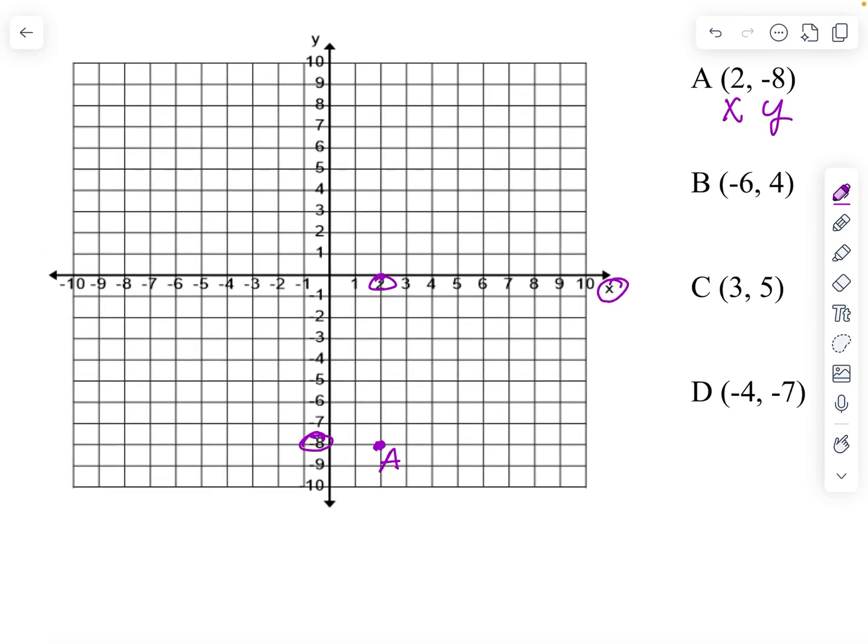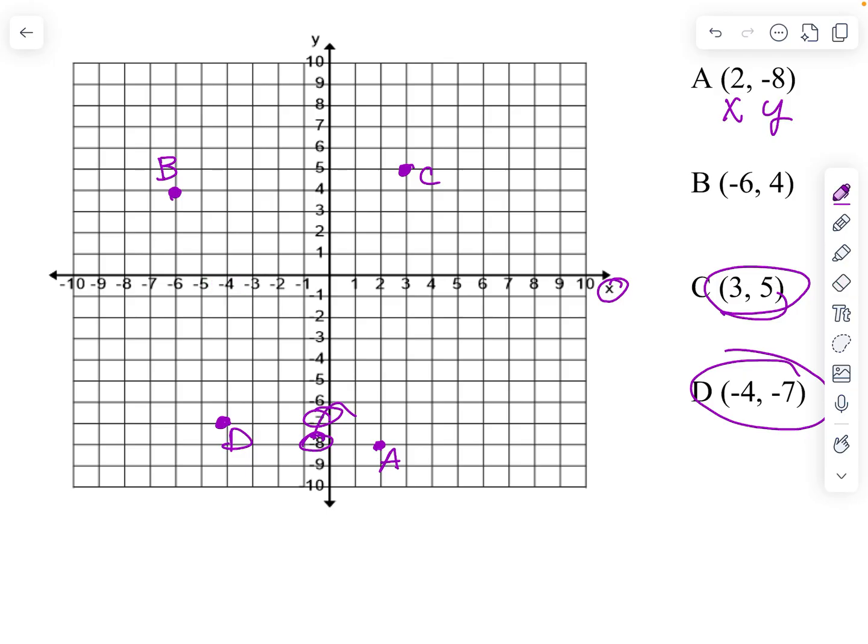Next one is -6, so I'm starting on this side. Going up to +4, they meet right here. That's B. I'm going to erase these as I go so I don't confuse anybody. Moving on to C, we have all positives. It's going to be in quadrant 1. +3 up to +5, they meet right here. That's C. And the last one, all negatives, that's going to be quadrant 3. So -4 and -7 meets right here. So that's point D. And that's it.